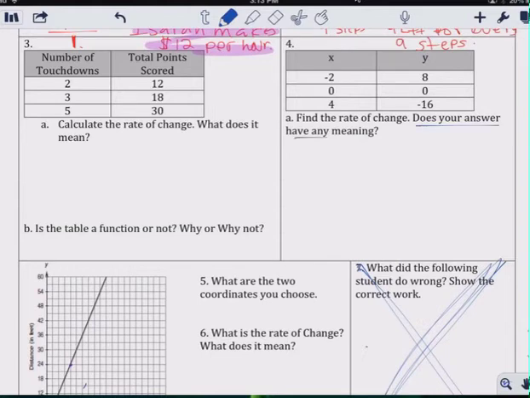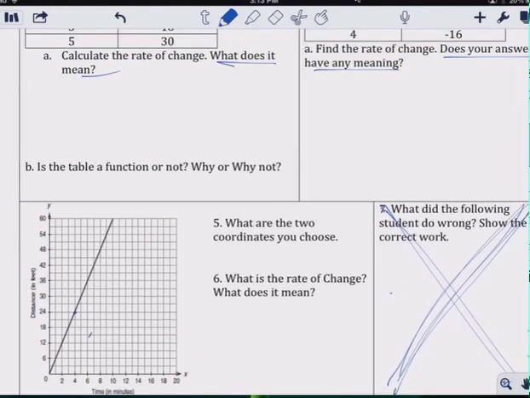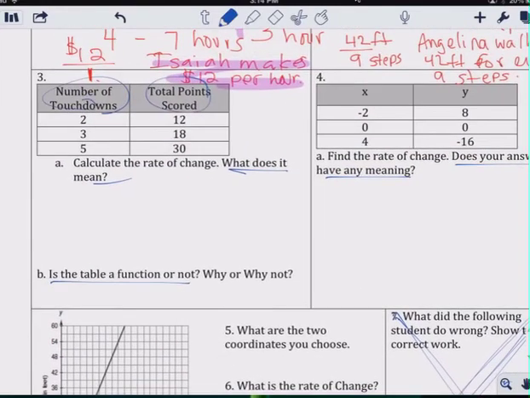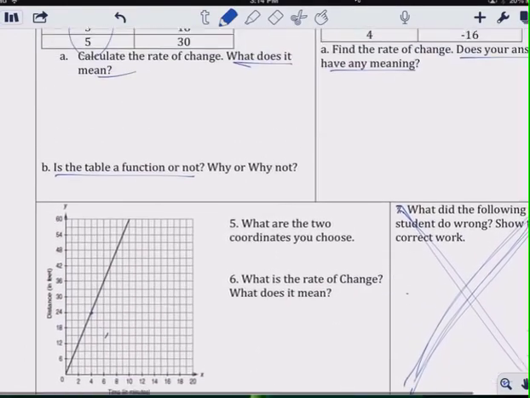Does your answer have any meaning? No, because there's nothing to tell you what it means, okay? This you can tell the meaning because it tells you what it is here. Okay, function or not. It's a function because all the inputs, all the x are different, okay? That's what you write there.